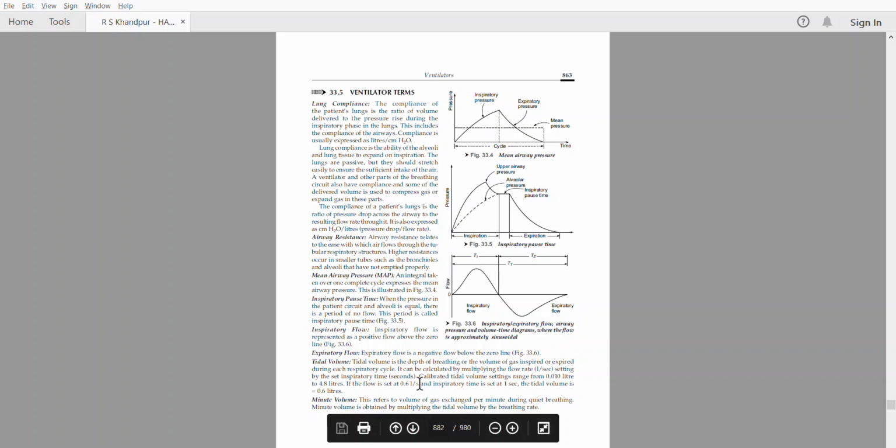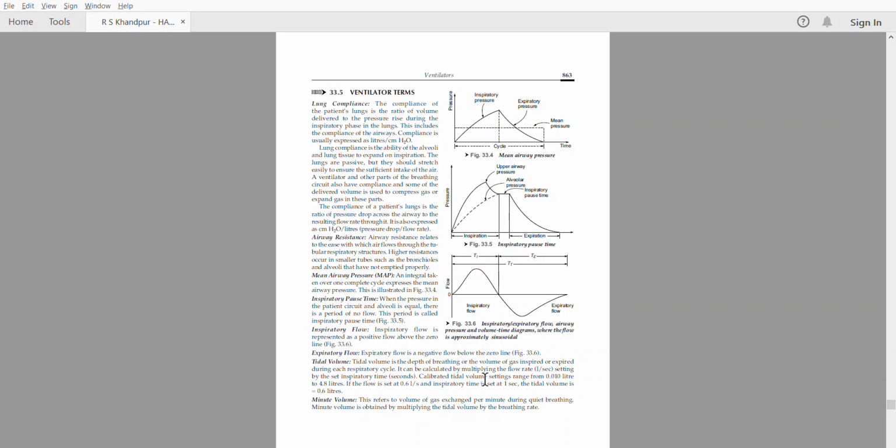So this is how you understand it practically. Tidal volume is measured in liters. If you set the flow rate at 0.6 liter per second, it will fill 0.6 liters every second. Inspiratory time is how much time you take to complete one inspiration phase, that is, one breath in. Expiration time is how much time you take to complete one expiration cycle.